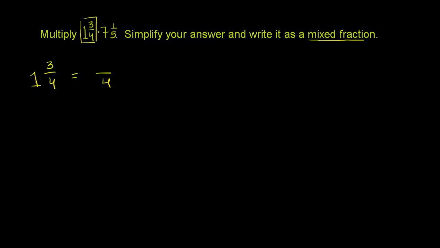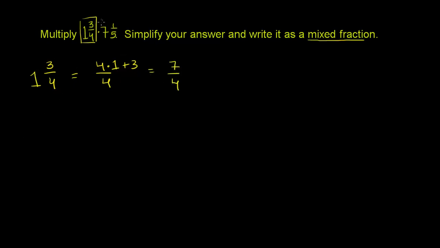4 times 1 plus 3. And the reason why this makes sense is 1 is 4/4, or 1 is 4 times 1/4. Right? 1 is the same thing as 4/4. And then you have 3 more fourths. So 4/4 plus 3/4 will give you 7/4. So that's the same thing as 1 and 3/4.